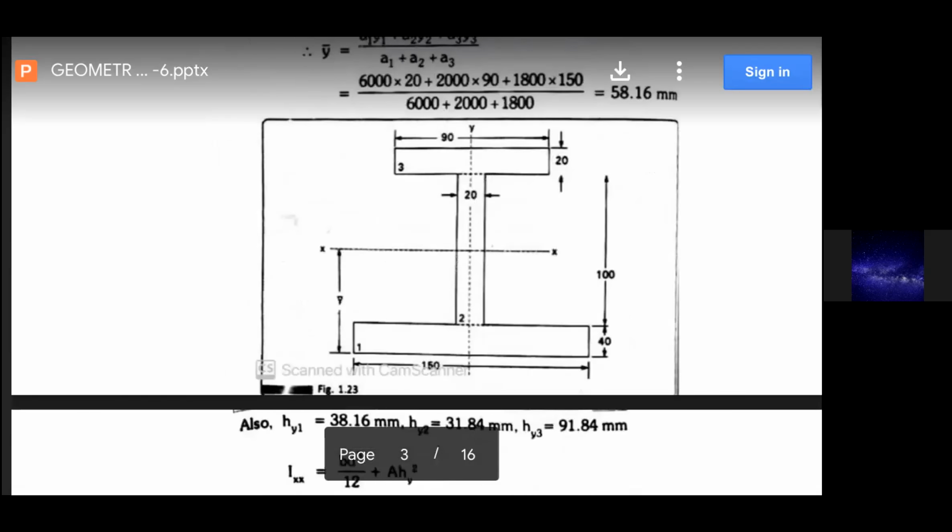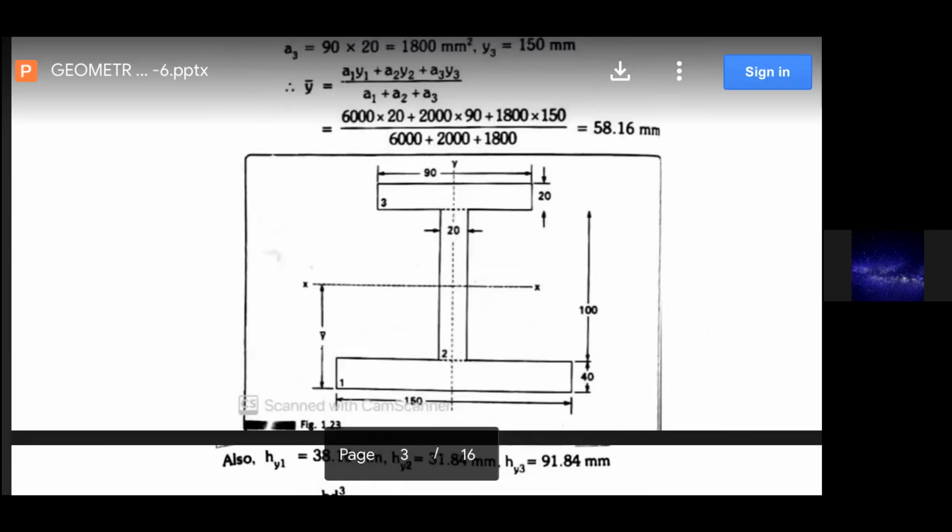So draw the I section, and this I section is symmetrical about the y axis. So we have to find only the y component, it is not necessary to find the x component. Why? Because the x component lies on the y axis itself.